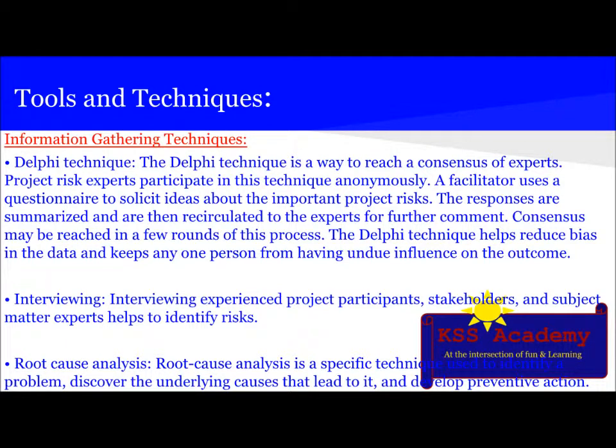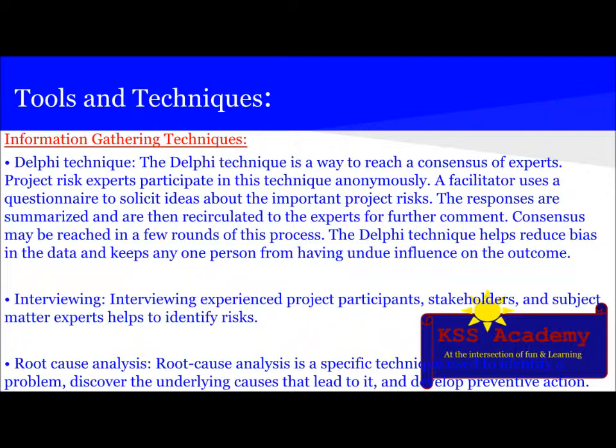The next tool and technique under the information gathering technique is the Delphi technique, and the Delphi technique is a way to reach a consensus of experts. Project risk experts participate in this technique anonymously. A facilitator uses a questionnaire to solicit ideas about the important project risks. The responses are summarized and are then recirculated to the experts for further comment. The consensus may be reached in a few rounds of this process.